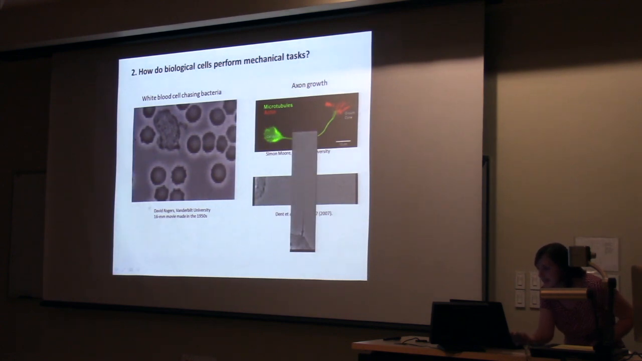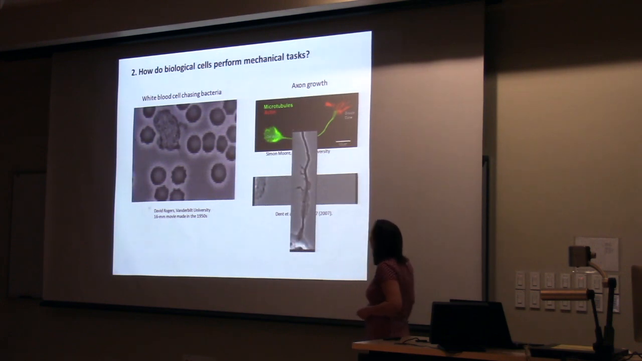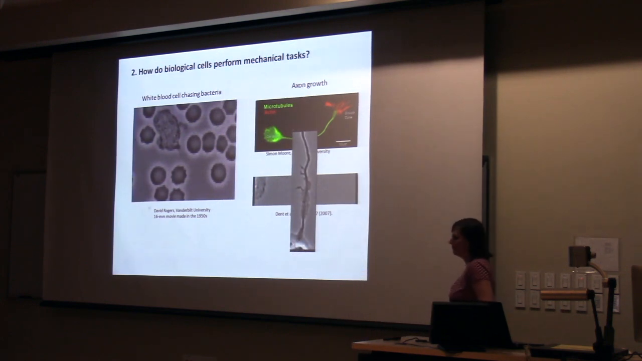So there's the cell body at the bottom. Here's the axon moving up, led by the growth cone.